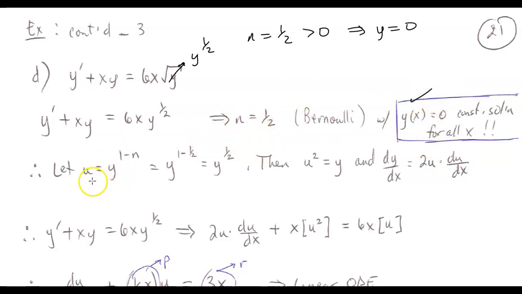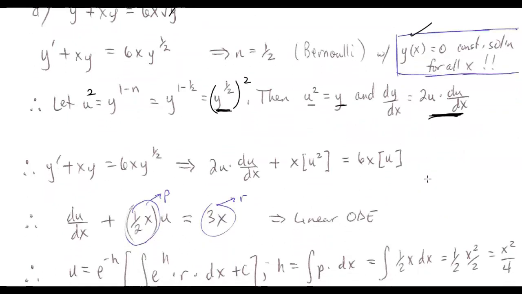So from that, kind of the same thing we've been doing before. Let u equal y raised to the 1 minus n. And since n is 1/2, that means y raised to the 1/2 is equal to u. So that means that y is equal to u squared, whenever we square both sides to get y on its own. Now, when we take the derivative of y with respect to x, that's like taking the derivative of u squared with respect to x. u and x don't match, so we have to use the chain rule. And that's how we get dy over dx is 2u times du over dx.